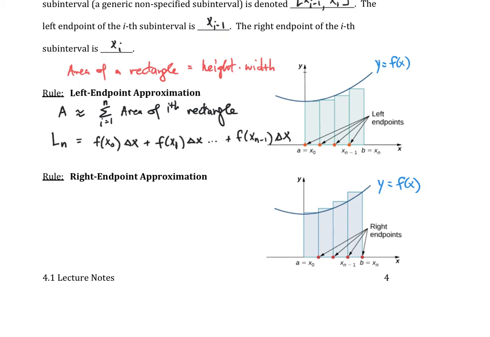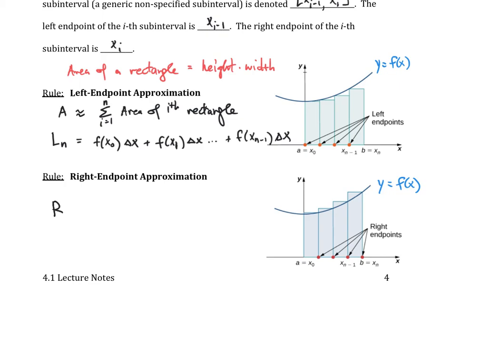So I want to draw special attention to the fact that we're starting at x0 because we're starting at the left endpoint, and we're ending with x n minus 1 because, again, we're taking the left endpoint of the last subinterval over there. Let's contrast that with the right endpoint approximation.